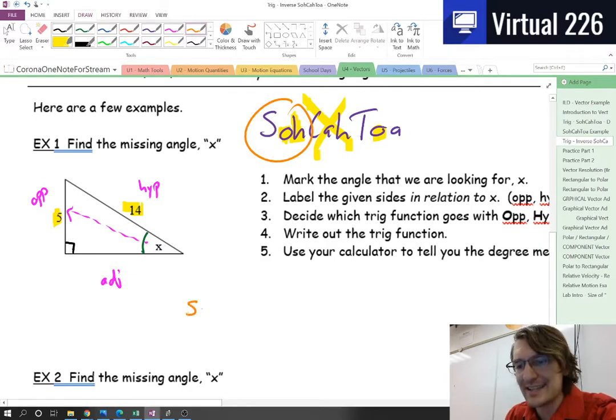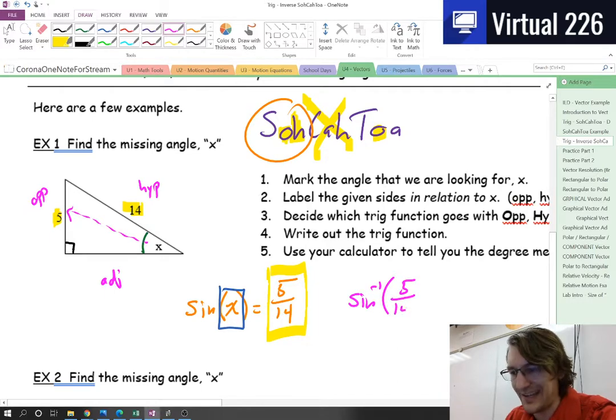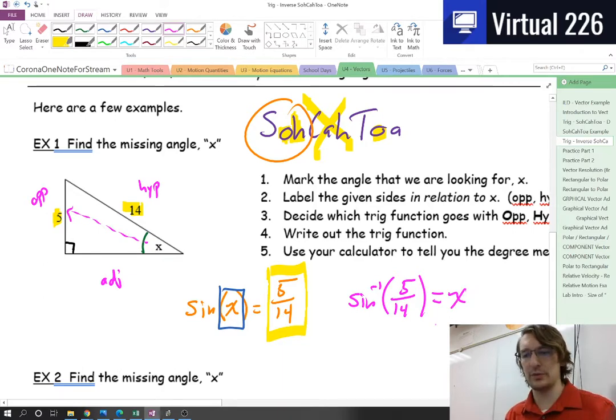So what I can say is that the sine of the angle equals the opposite over hypotenuse, 5 over 14. And that means if I want to find what the angle is, I'll take the inverse sine or the arc sine of the number. So this is inverse sine of 5 over 14, and that's going to equal my angle x. I'm undoing what we've done previously, okay?